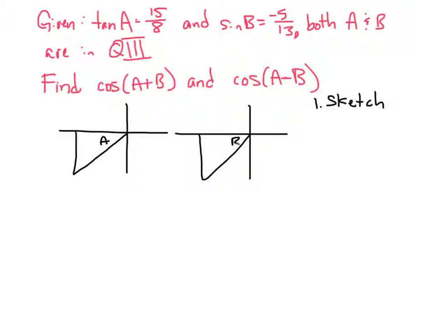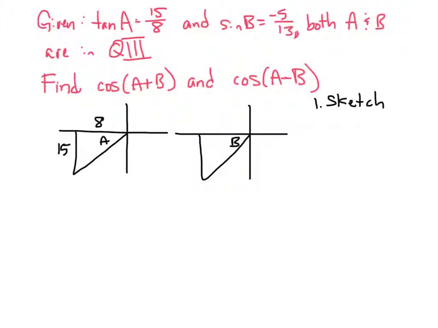Here's angle B. Now it says that the tangent of angle A is 15 over 8. Tangent is opposite over adjacent from SOHCAHTOA. So 15, 8.